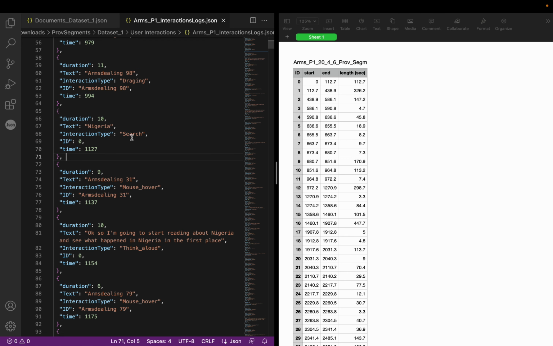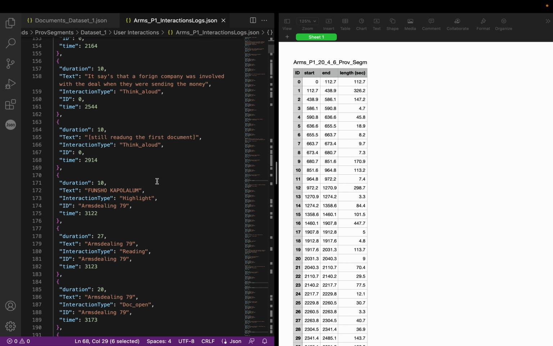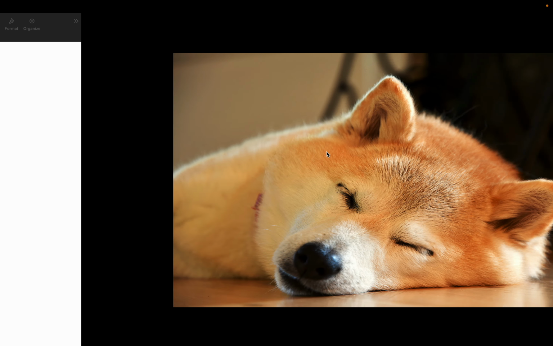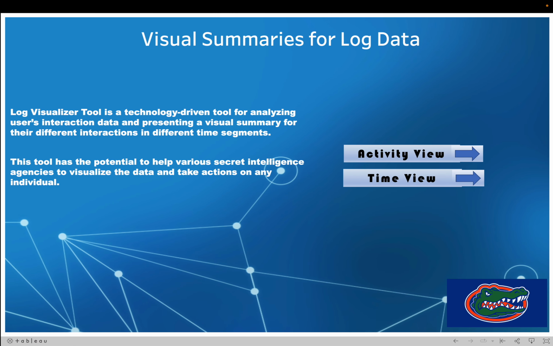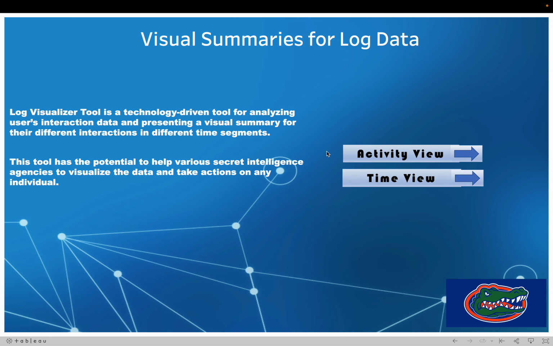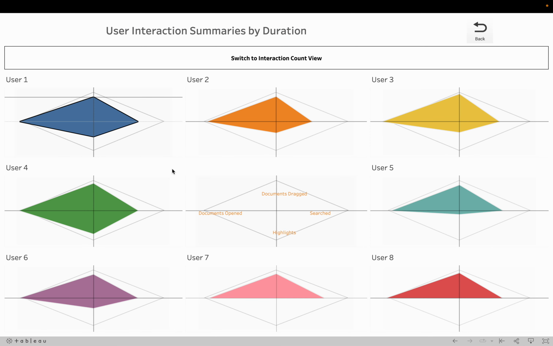He also records the logs of other users for comparison. He further divides his data into various time segments. Still, after doing all of this, the analyst is not able to find any useful insights. At this point, a tool called Visual Summaries of log data comes into the picture. It can provide a visual summary of the shown log data.